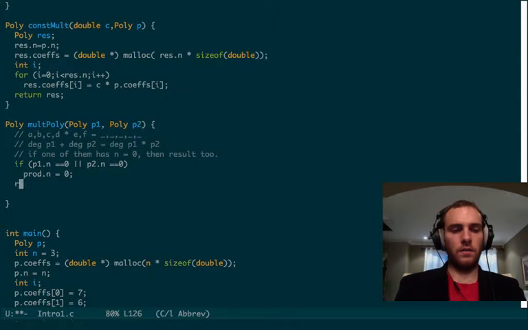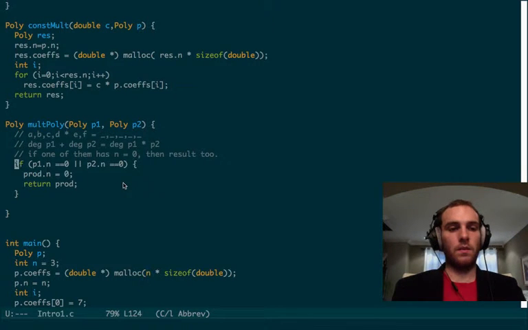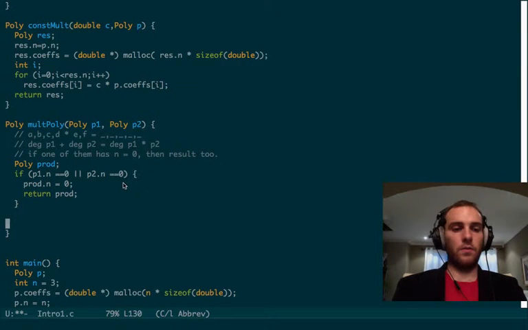Actually, return prod. We're not going to initialize the coefficient array if n is equal to 0. It means there's no coefficient array, basically. One of these terms was equal to 0. So polyprod, that.